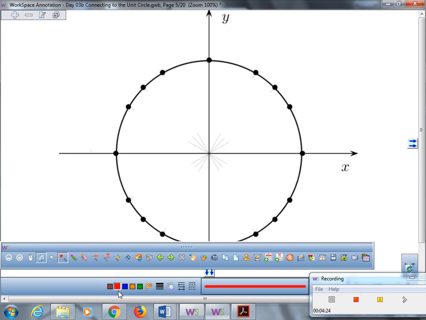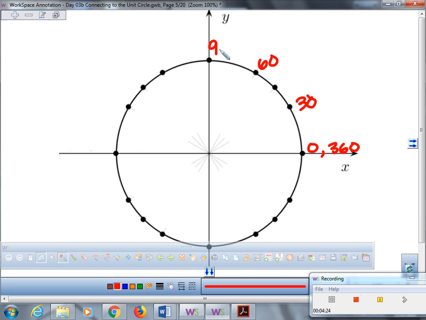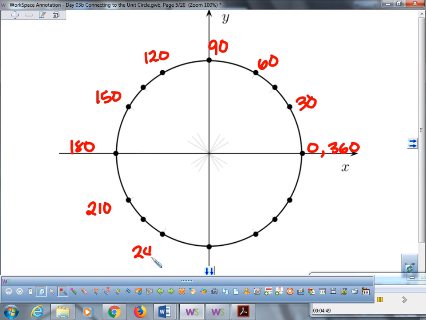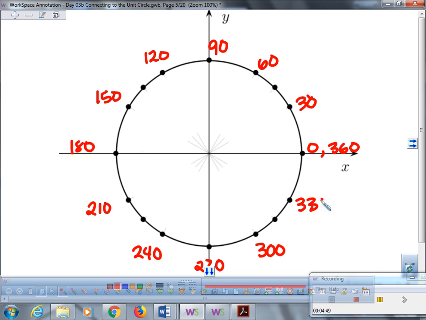So I have 0 degrees and 360 degrees. I'm going to go by 30s. 30, 60, 90, 120, 150, 180, 210, 240, 270, 300, and 330.